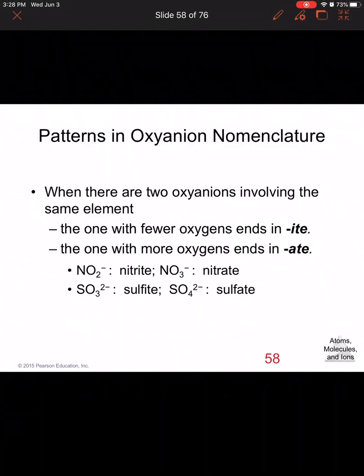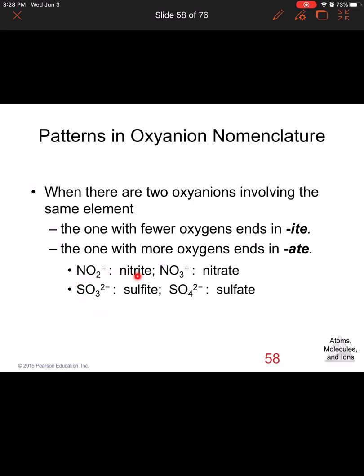Okay, so in this section we're going to learn about patterns in oxyanion nomenclature. When there are two oxyanions involving the same element, the one with fewer oxygens ends in "ite", and the one with more oxygens ends in "ate".